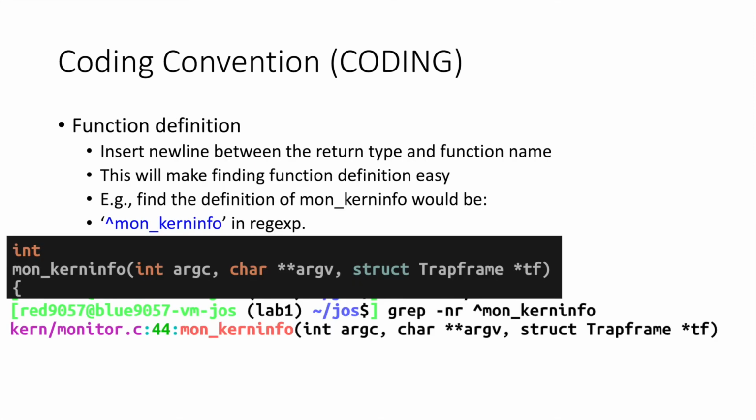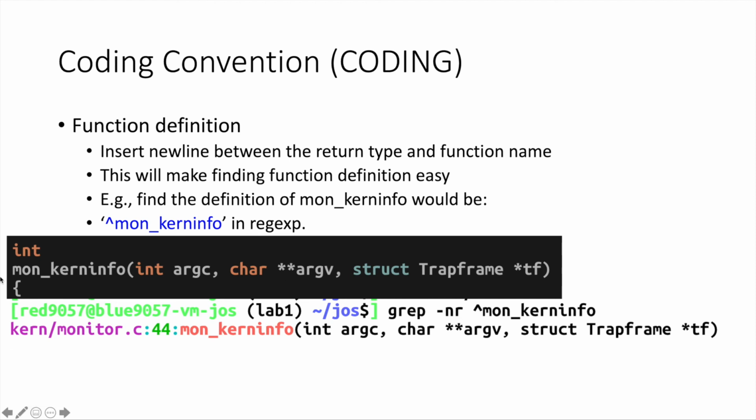And another thing I believe could be useful is for finding functions in the project. Many of you would like to know in which file a specific function that you would like to look up is located. To help with this, all function definitions in JOS follow this convention. It first specifies the return type, then a new line. And in the new line, the function name follows, and then the argument list is specified.